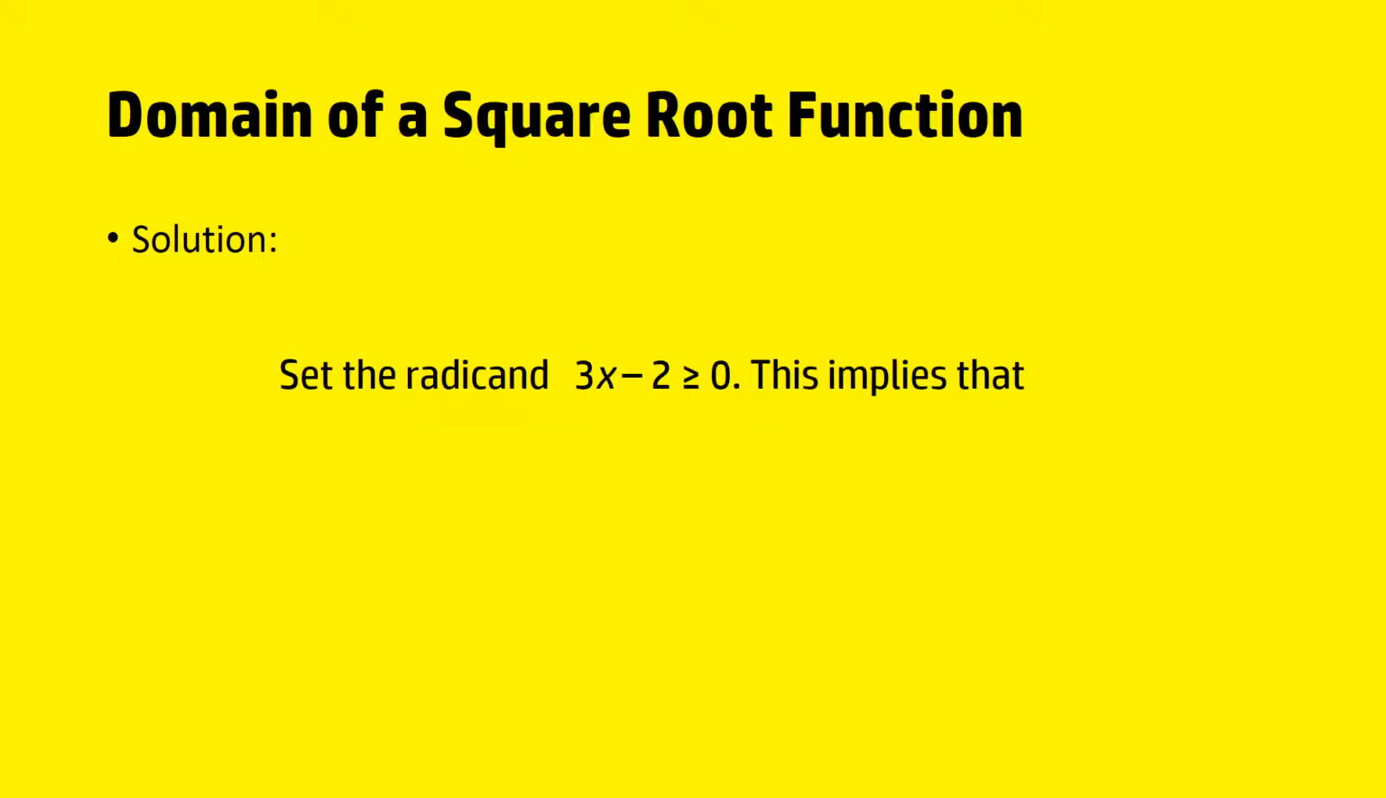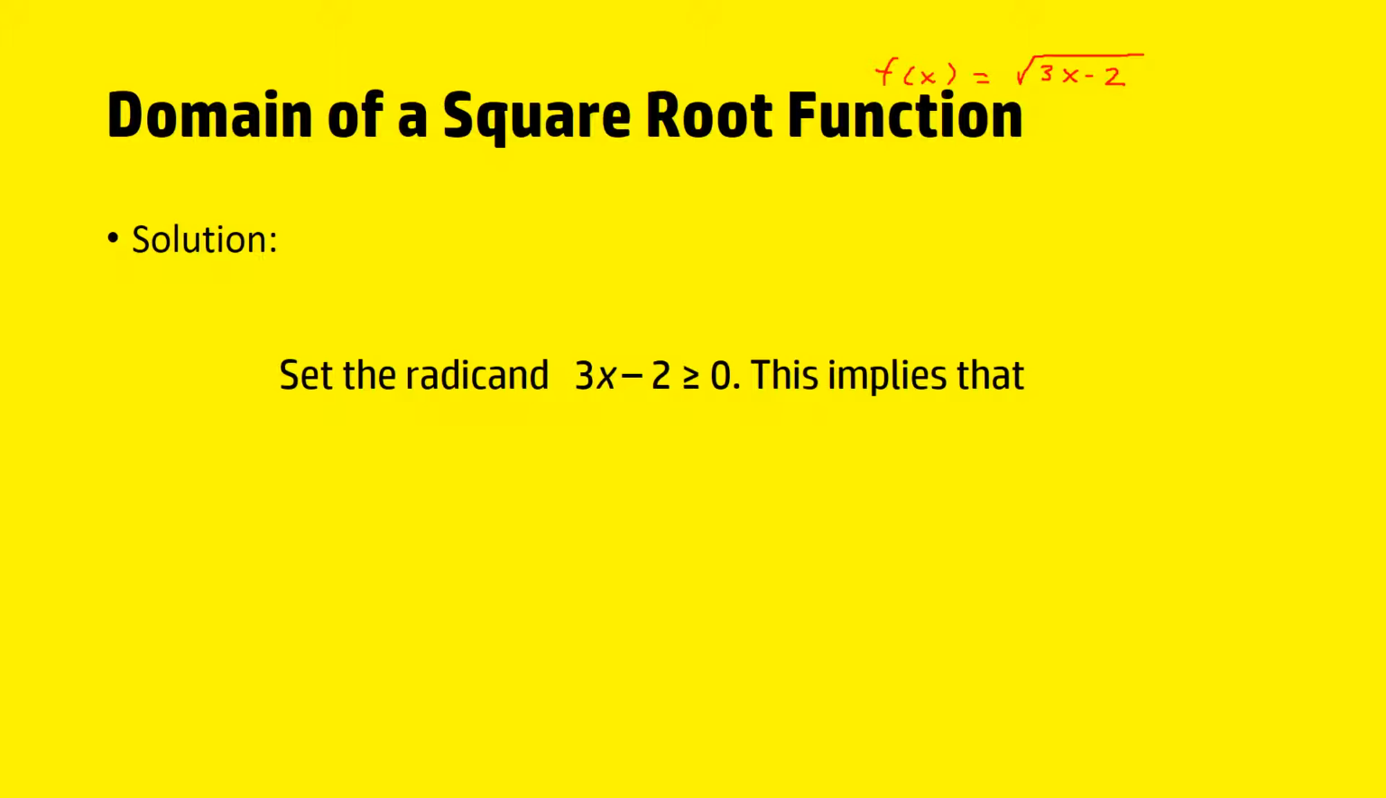What we have to do for a square root function, here's the method. Anytime you are asked for the domain of a square root function, set the radicand greater than or equal to 0. That's the method. Okay? Our radicand, that's the thing under the radical, for f of x equal to the square root of 3x minus 2, there's our radicand, the thing under the radical.